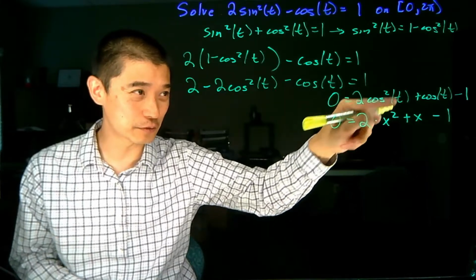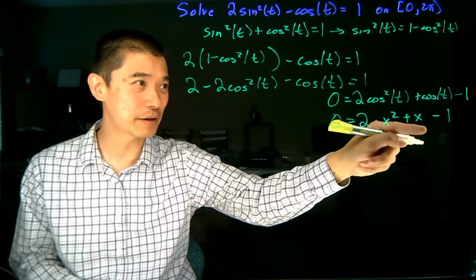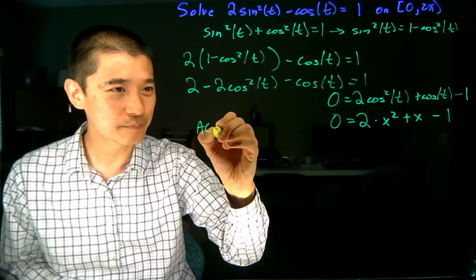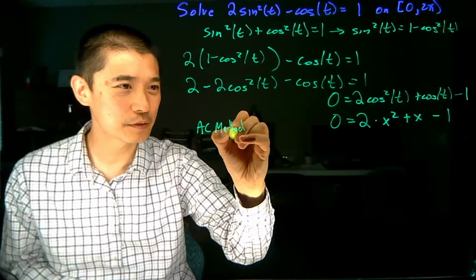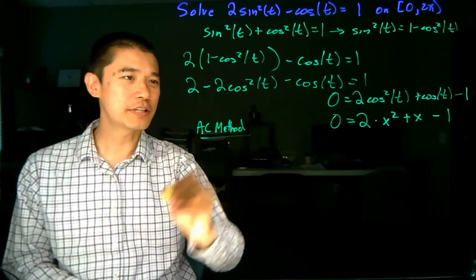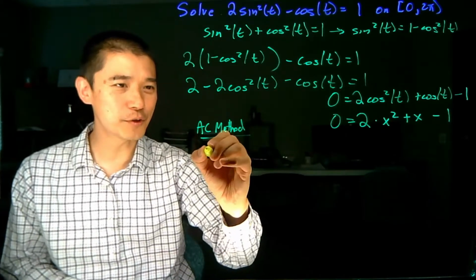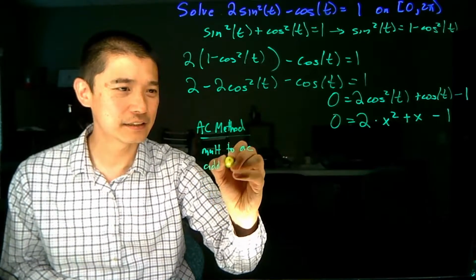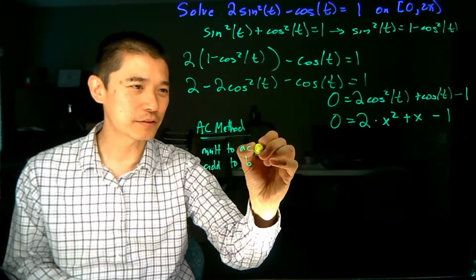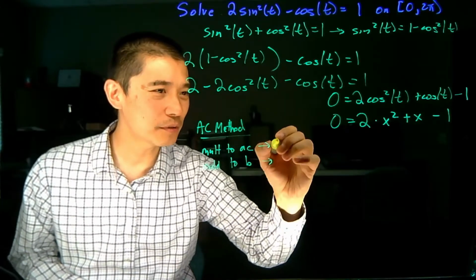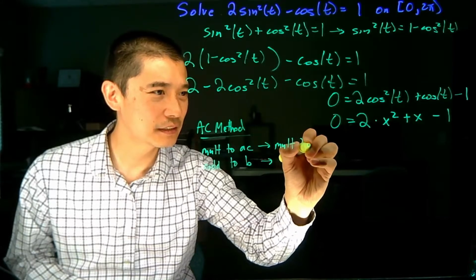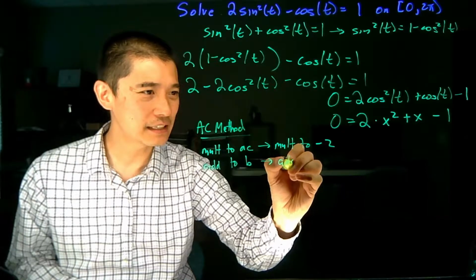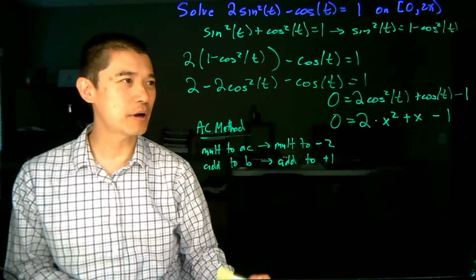Sometimes students get confused because there's so many terms here. This is just cosine squared, and that's just cosine. So you can think of it that way. So anyway, the AC method. What does the AC method say? We're looking for pairs of numbers that multiply to the product AC and add to the value B. So what does that look like for here? Two numbers that multiply to, well, 2 times -1, -2, and add to +1.